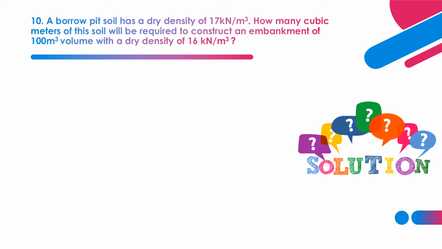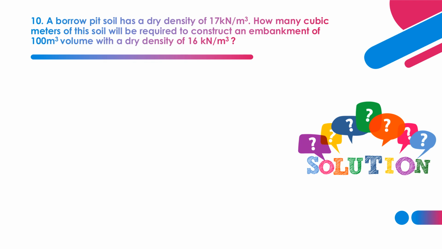A borrow pit soil has a dry density of 17 kilonewton per meter cube. How many cubic meters of the soil will be required to construct an embankment of 100 meter cube volume with a dry density of 16 kilonewton per meter cube? They have given three data. In borrow pit, they have given only one data, dry density as 17 kilonewton per meter cube.